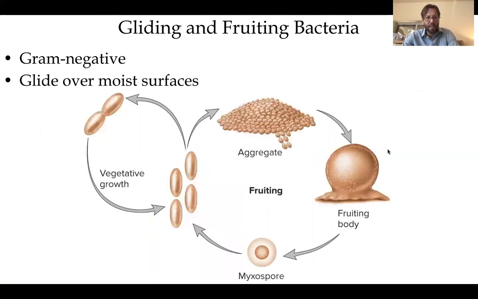Gliding and fruiting bacteria are also gram negative. They can glide over surfaces. And what do you think is one way that they could do that? How could they glide over a surface? Anybody know? Maybe a glycocalyx slime layer. Remember, that's what the slime layer is for, to help glide across surfaces. So they probably use that.